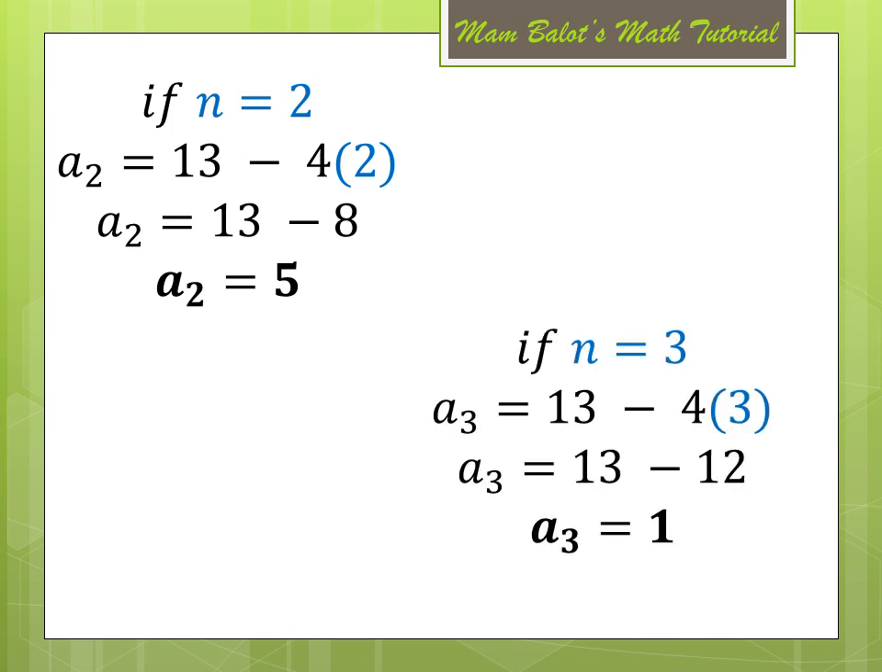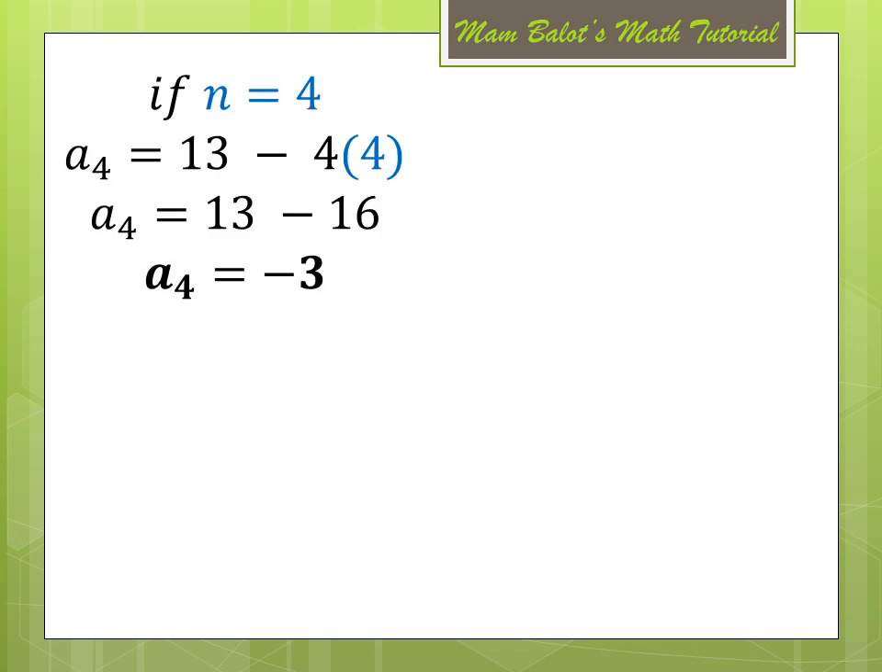The third term now is if n is equal to 3. So we have now 13 minus 4 times 3. So 4 times 3 is equal to 12. And if we subtract 13 minus 12, we get a 1. So therefore, our third term is 1. The fourth term is if n is equal to 4. So you have 13 minus 4 times 4. So 4 times 4 is 16. And then 13 minus 16 is negative 3. Negative 3 now is our fourth term.